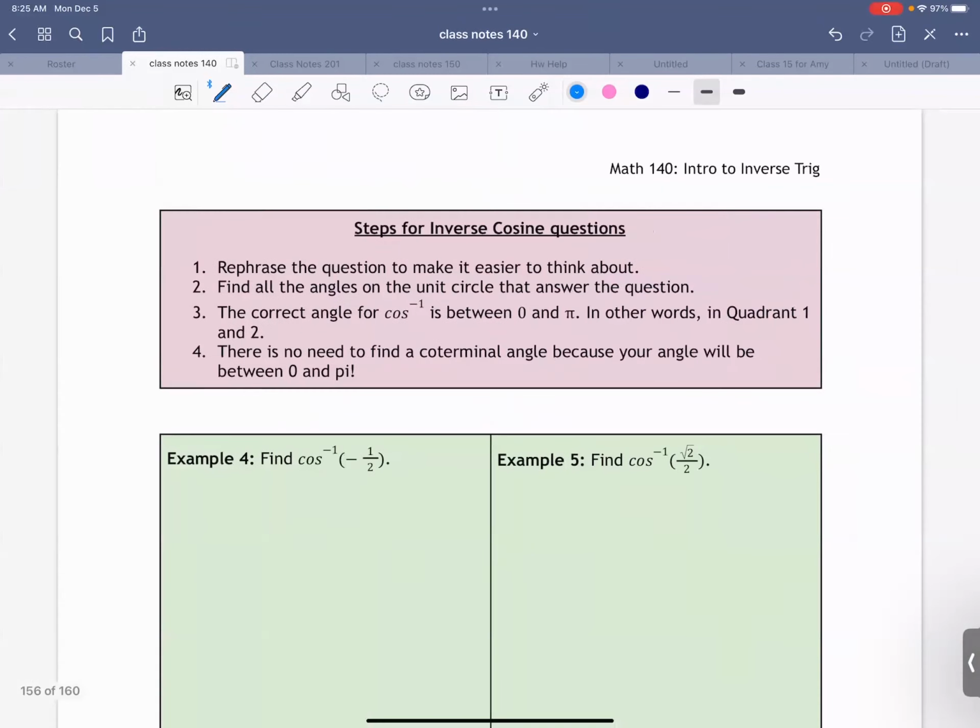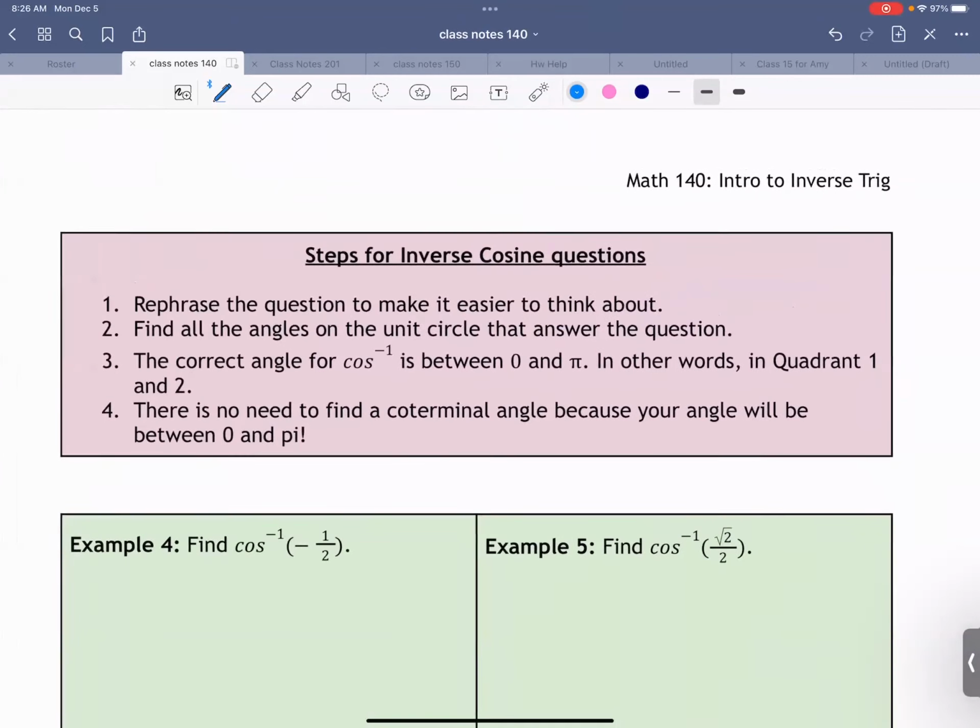But let's flip over to the next page and put this all together. All right, so when we do inverse cosine questions, we still have our 4 steps. Step 1 is rephrasing the question, just like we did with sine. Step 2, finding all the angles on the unit circle that answer our question. This time we're probably going to focus on the x values because we're dealing with cosine. Step number 3, we're going to make sure that our angle is between 0 and pi. So we need our angle to be in quadrants 1 or 2.